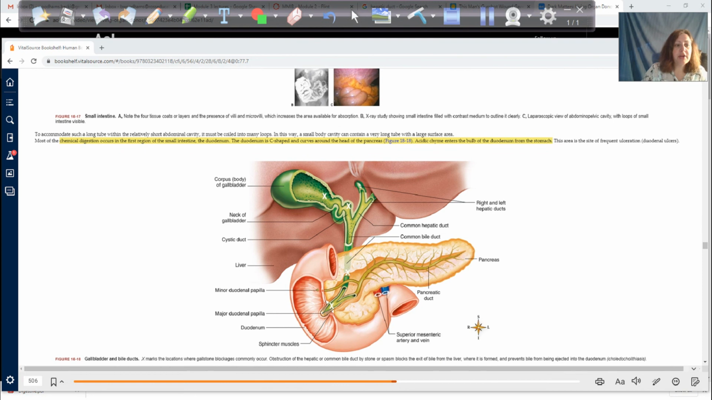More chemical digestion happens here in the first region of the small intestines, which is the duodenum. Because the duodenum is now where other enzymes are added to the chyme. Remember, the chyme is the slushy mixture that leaves the stomach. And so we have fluid now coming in from the liver and the pancreas at this point.